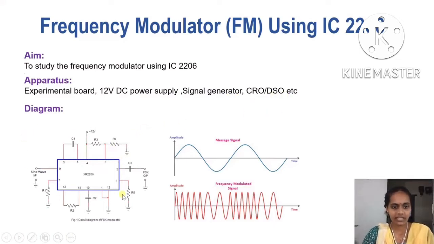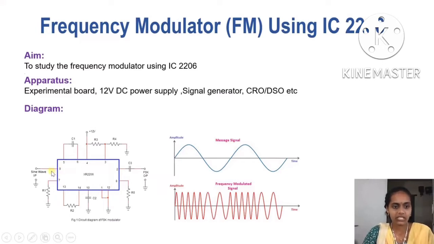This is the circuit diagram of the frequency modulator. This is the IC number 2206. We have used resistances R1, R2, R3, R4 and R5 and capacitors C1, C2 and C3. We have connected the 12-volt DC supply at pin number 4 with respect to ground connected at pin number 12.